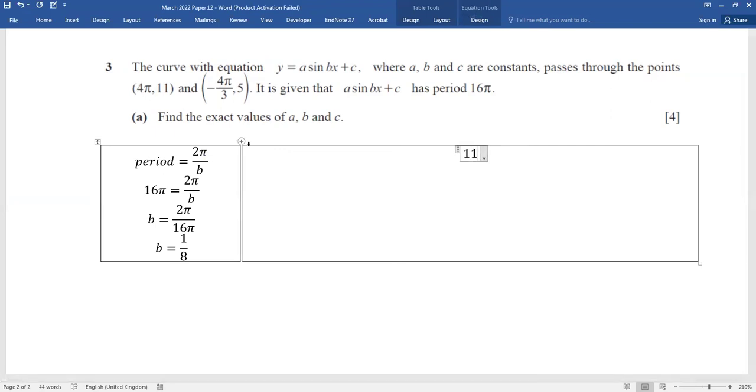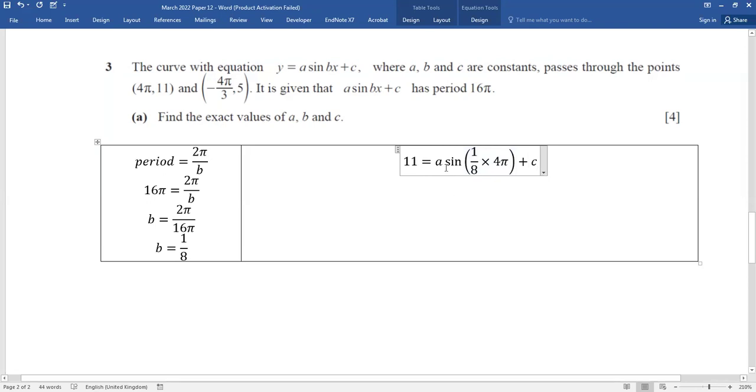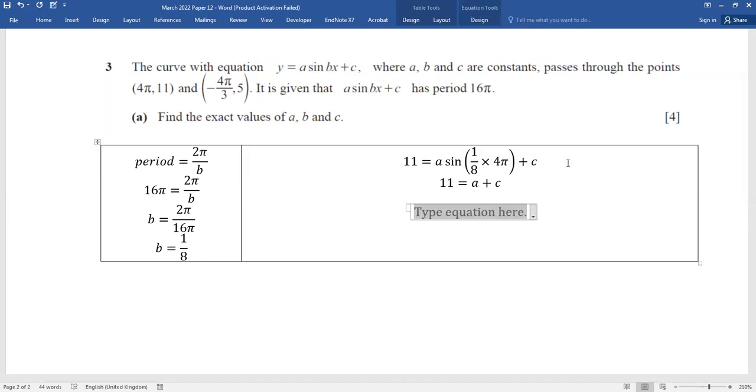Y की जगह if I put in 11, and I'll say y is equals to A sine, I already know B is 1 over 8 times x की जगह I'll put in 4 pi plus C. Can you put this value in your calculator and tell me what do you get? वैसे भी देख लोगे तो sin pi upon 2 आएगा which is 1. So this equation becomes 11 is equals to A plus C. Do it yourself, use your calculator, tell me do you get the same thing or not?